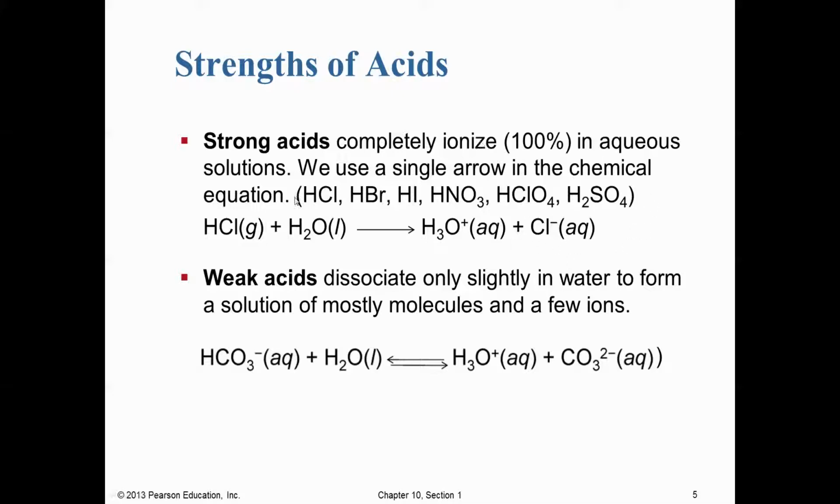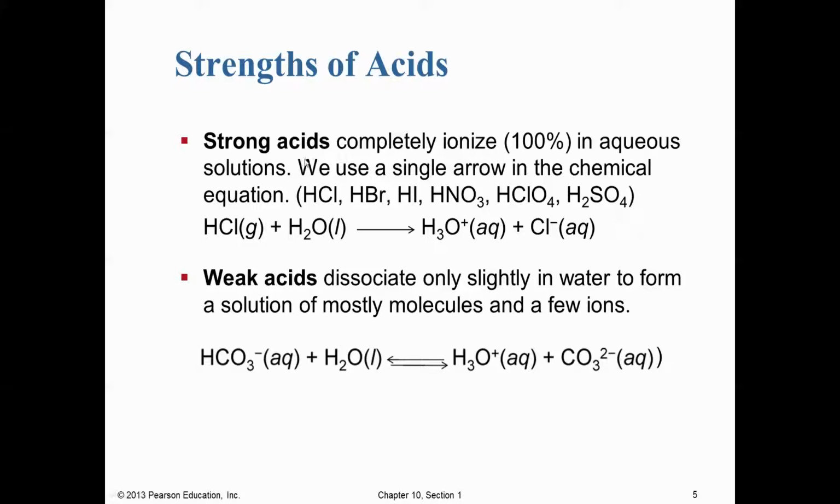Now there's only 6 strong acids: HCl, HBr, HI, HNO3, HClO4, H2SO4. These are the 6 strong acids that are common. And so any other acid you see, unless otherwise noted, you can pretty safely assume is weak, because almost all acids are weak.